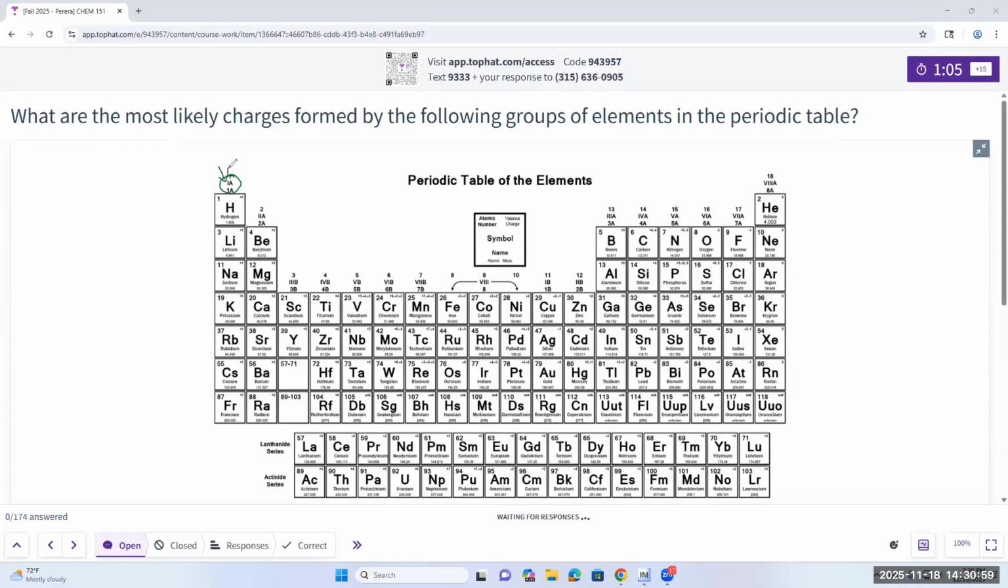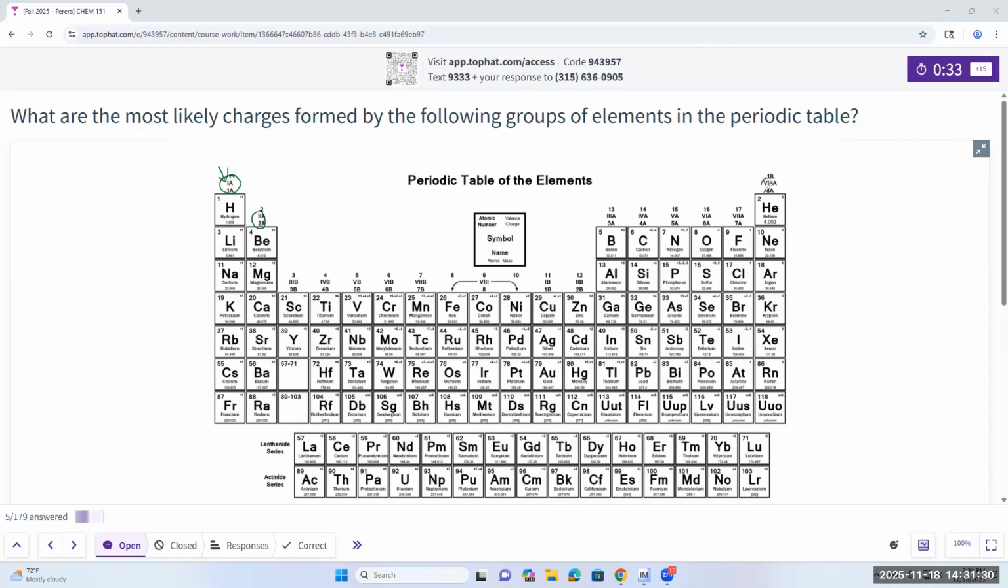What does this 1 represent? Does anybody know? In group 1A, that 1 represents what? 1 valence electron. It tells you the number of valence electrons. Go to the next group, the second group. Guess what? You have 2 there. You see 2? Meaning it has 2 valence electrons.